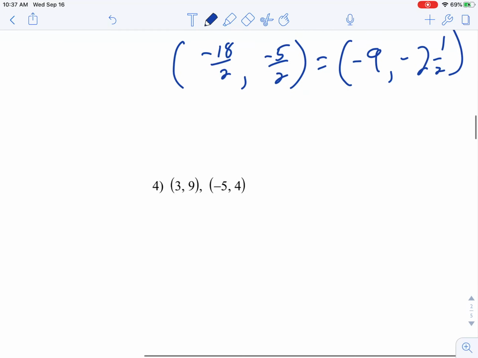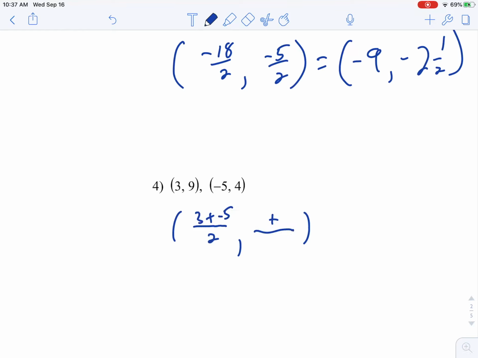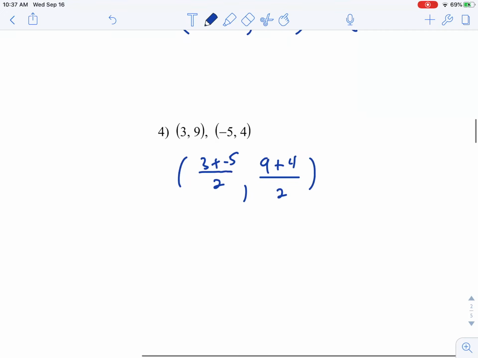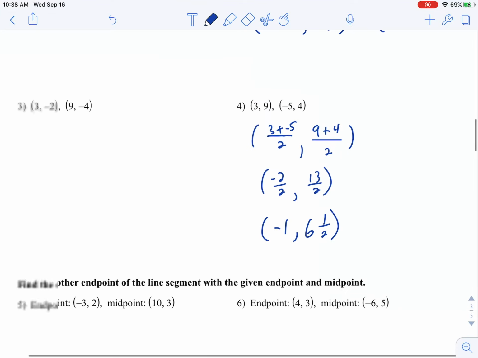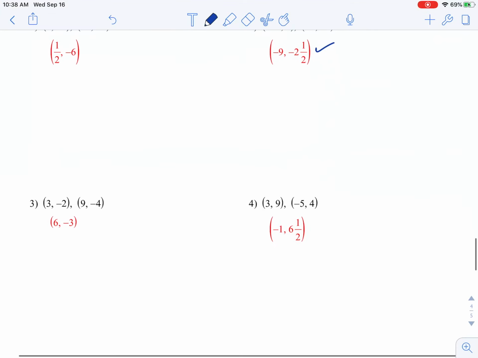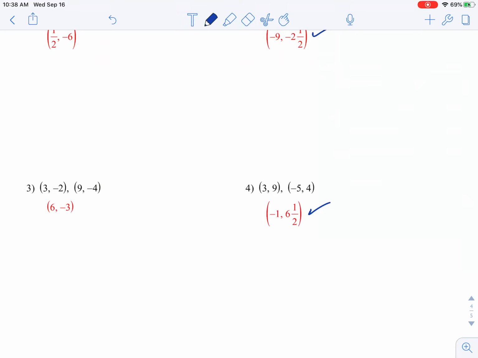Let's look at number 4. Find the midpoint. So we're going to add the x's, divide by 2, add the y's, divide by 2. 3 plus negative 5 is negative 2 over 2. 9 plus 4 is 13 over 2. Negative 2 over 2 is negative 1. 13 divided by 2: 2 goes in 13 6 times with 1 left over, so that's 6.5. Negative 1, comma, 6.5. And there it is.